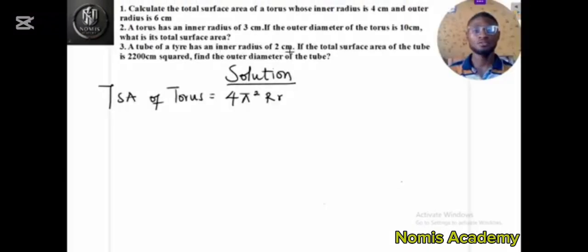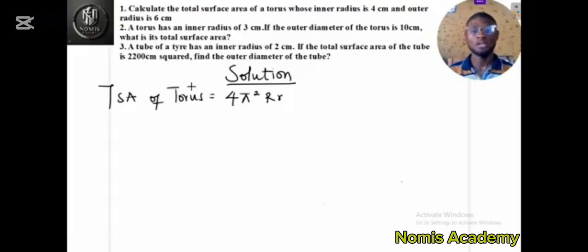The tube has an inner radius of 2 centimeters. If the total surface area of the tube is 2,200 centimeters squared, find the outer diameter of the tube. What does a tube look like? Yes, a torus, donut shape.